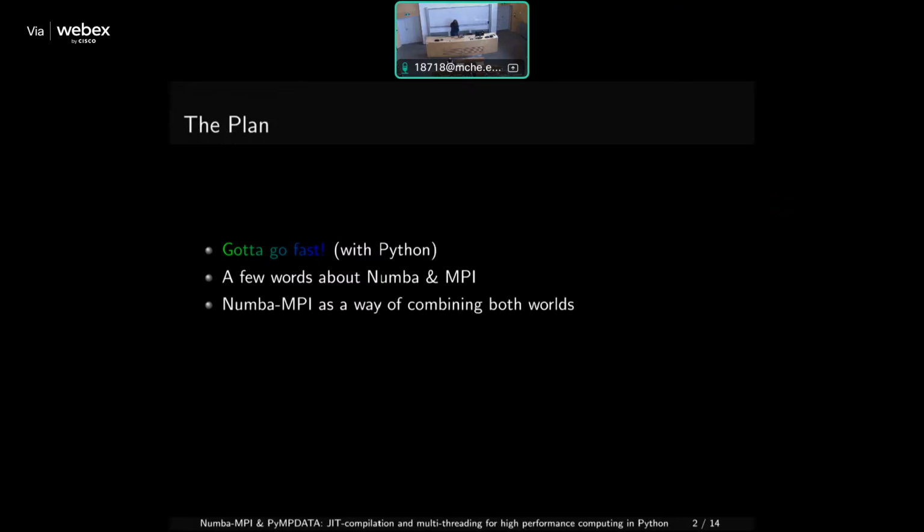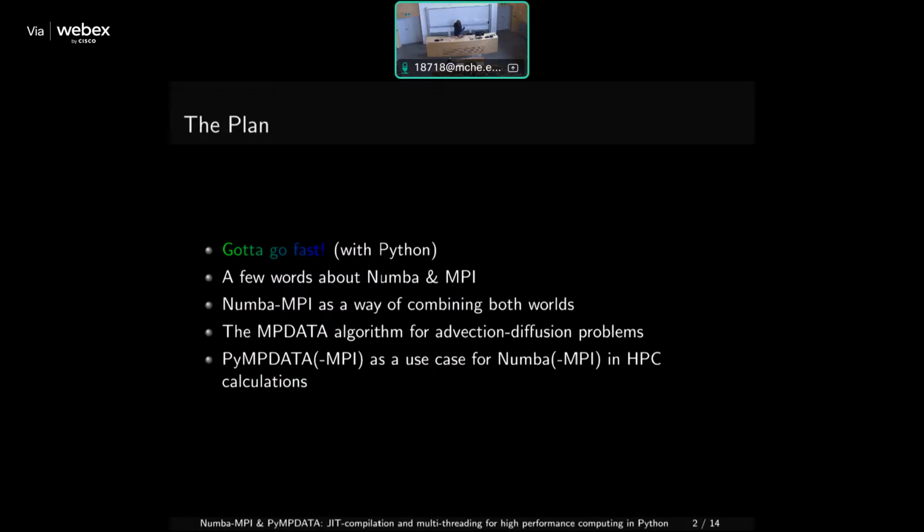The quick plan is that I will describe in a few words what Numba does in this project and what MPI does in this project. Then I will describe why we need Numba and MPI, why this even exists, and what the issues are of combining Numba and MPI code in Python. I will then talk a bit about a different project that utilizes Numba and MPI as its performance driver, which is PyMP data, and that's that. So that's the plan.